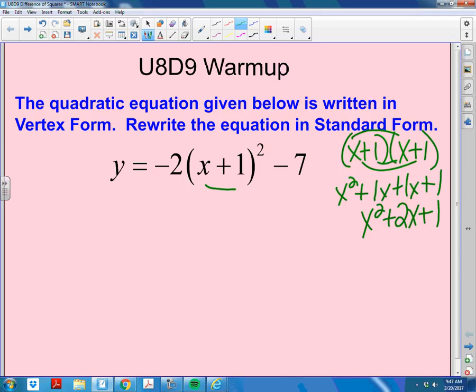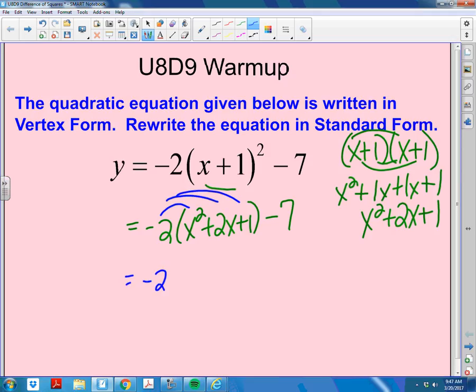I have FOILed the x plus 1 squared, which means that now I have negative 2 times x squared plus 2x plus 1 minus 7. What must happen next? I have to distribute the negative 2. It's multiplication time. So what I end up with is negative 2x squared minus 4x minus 2 minus 7.